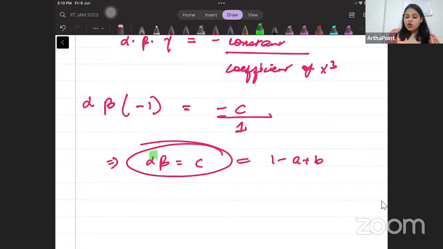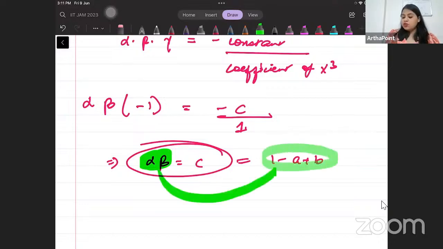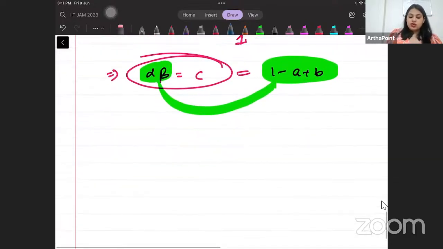So the product of the remaining two zeros, very tricky question, but a good one, should be 1 minus a plus b. That's the answer to this question. Okay. So these are the kind of questions, beta, that can come from the polynomial side. I'm giving you one question that you can go ahead and practice.